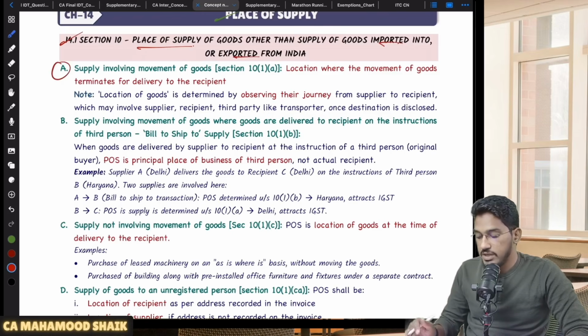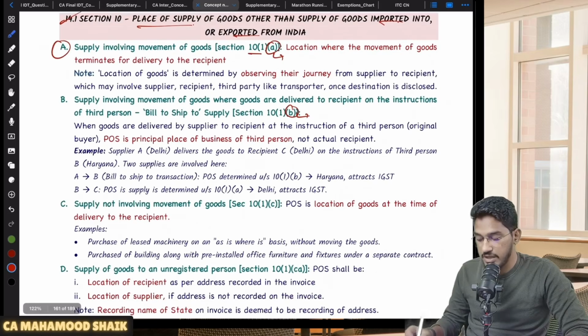As you could see here, we will have various clauses. We have section 10 subsection 1, and under 10 subsection 1 we have various clauses. Clause A will talk about certain cases of how to determine place of supply. Clause B will talk about certain cases of how to determine place of supply. Like that, each clause is going to talk about different circumstances. Let us try to cover each clause.